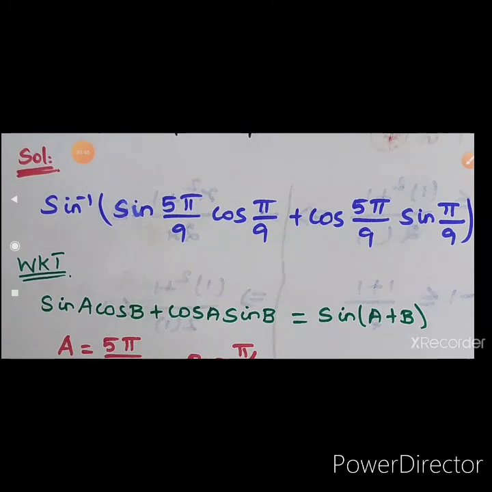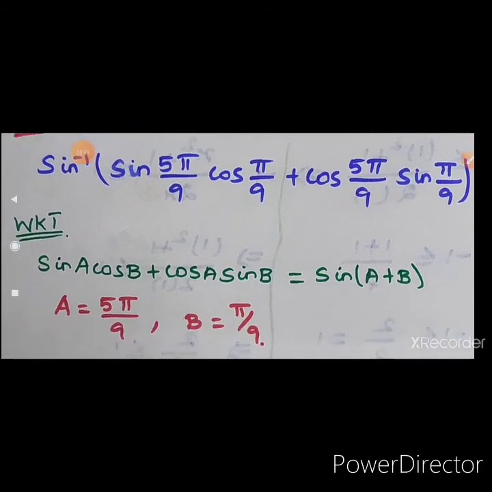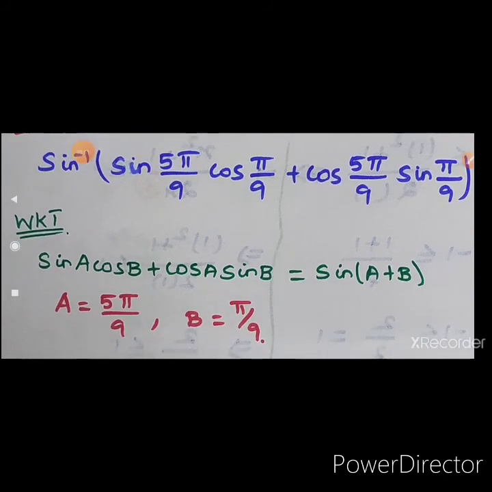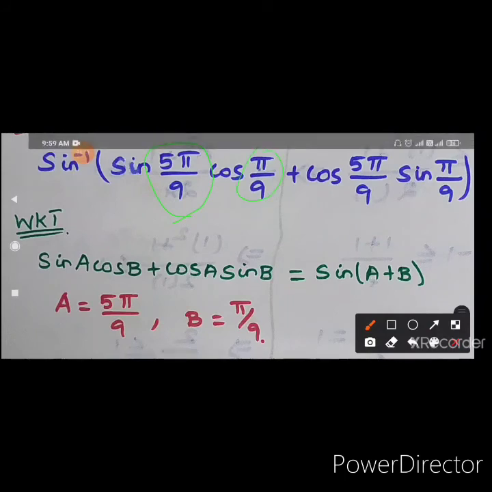We know that you have learned in 11th standard, sin a cos b plus cos a sin b is equal to sin of a plus b. Here a is equal to 5 pi by 9. B is equal to pi by 9. So we are substituting these values.